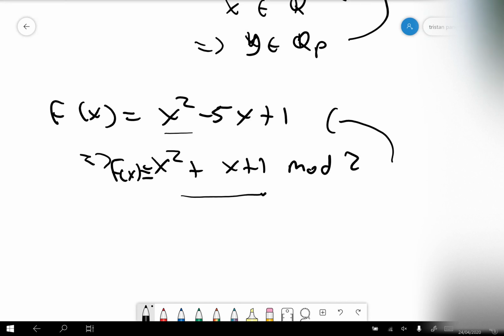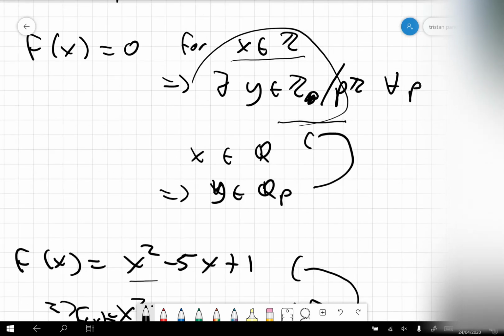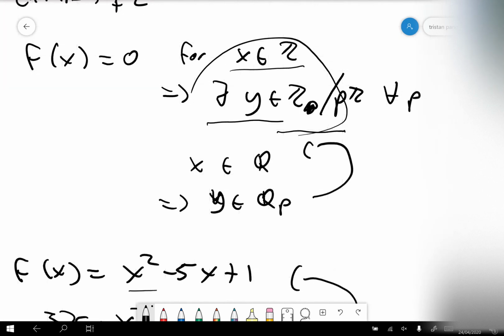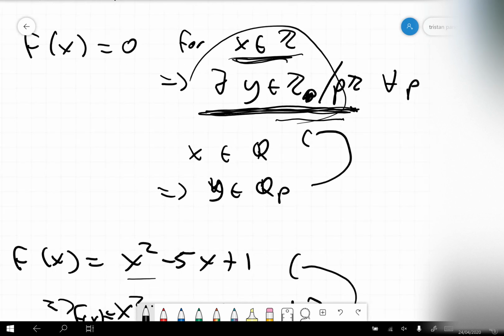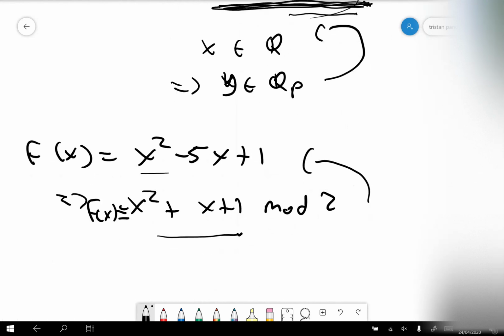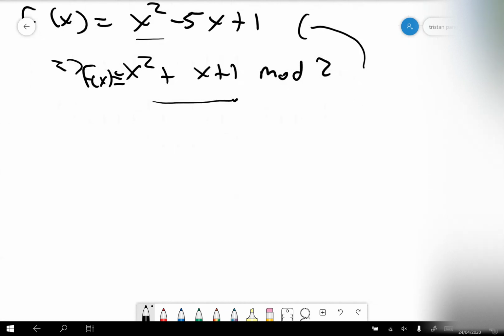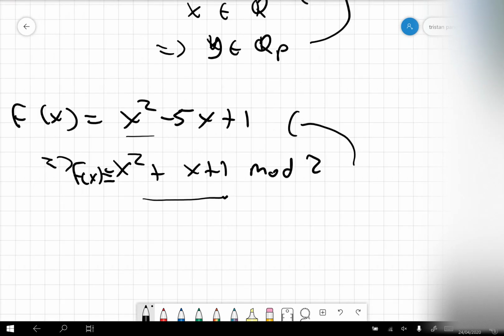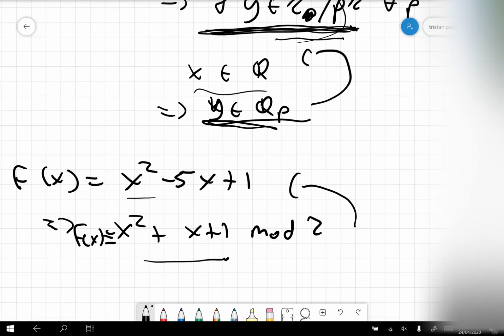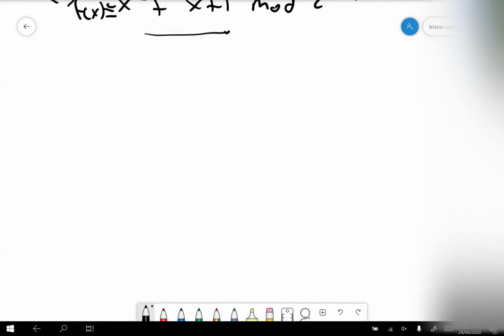So that's useful where we study the contrapositive. If there is no root modulo 2, then there's no root in the integers. And you can do something similar here: if there's no root in the p-adic numbers, then there's no root in the rationals. I have a little bit of time, so I can do this example.